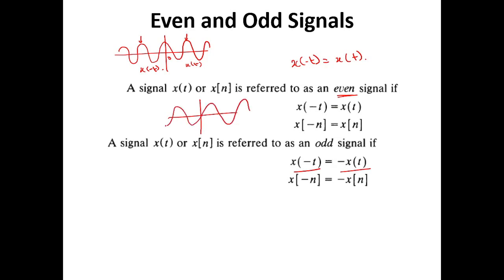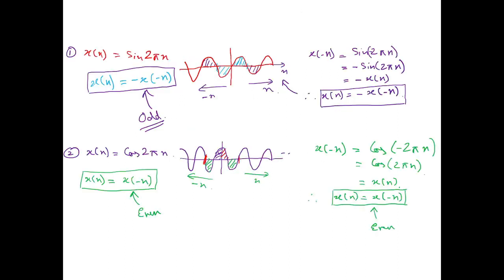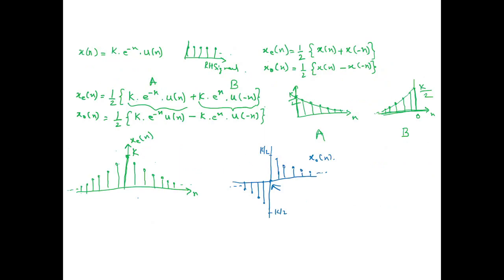Sinusoidal signal. If you consider this point, this is x of t, and this is x of minus t. Now if you look at the values, x of t is equal to minus x of minus t. Okay, so the sinusoidal signal is an odd signal. Some examples have been explained in the previous video. So this is also another example.